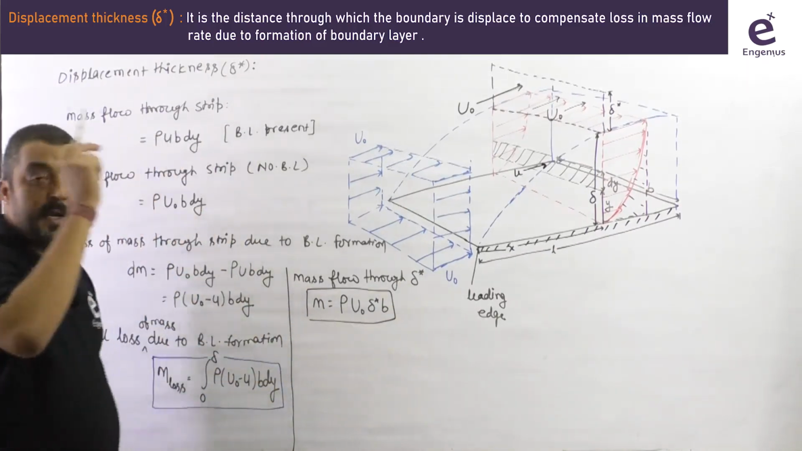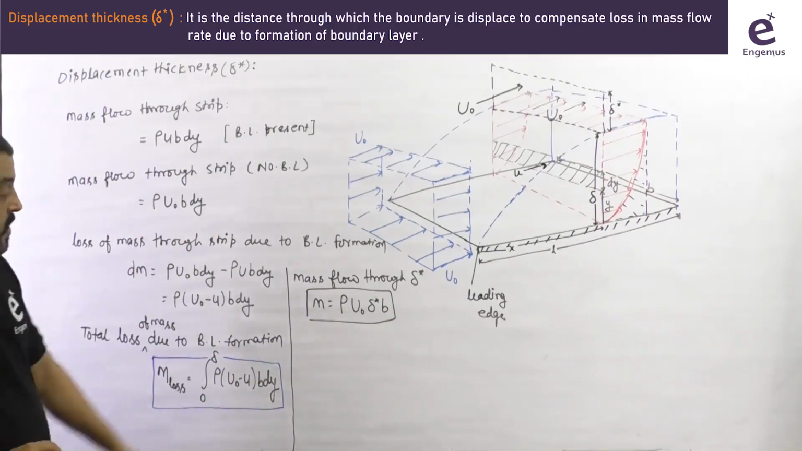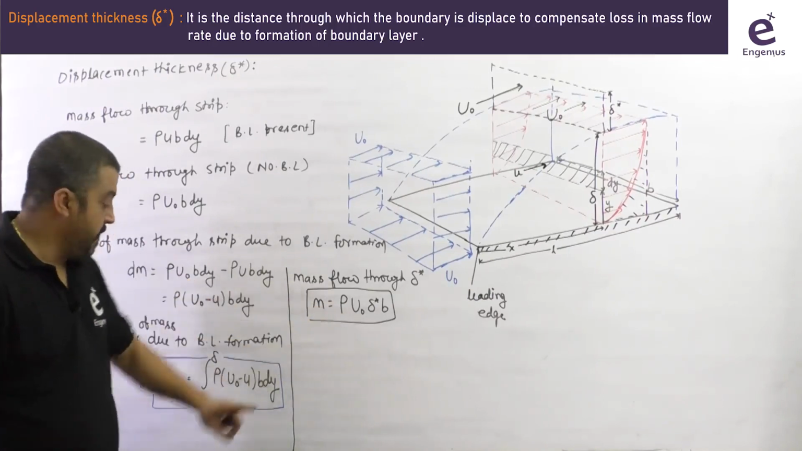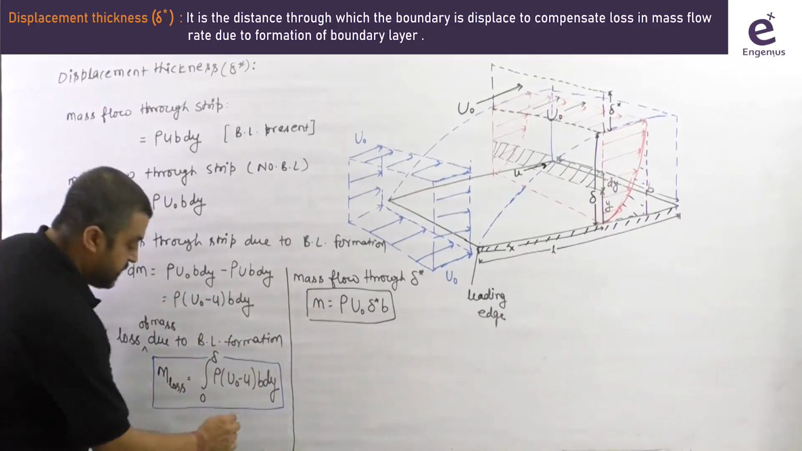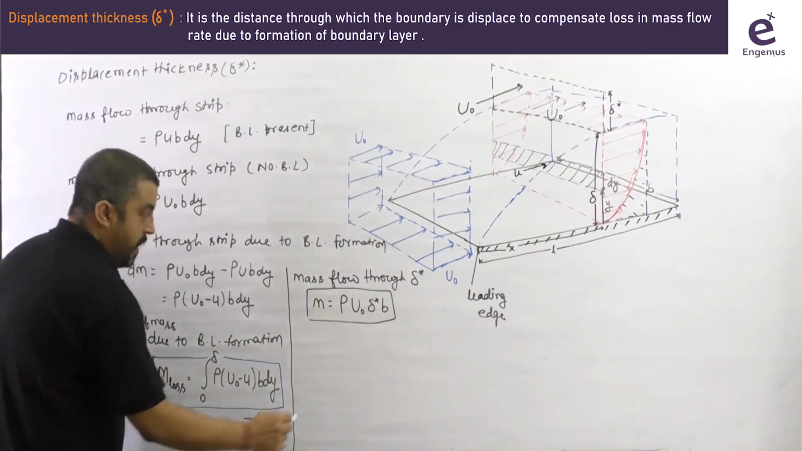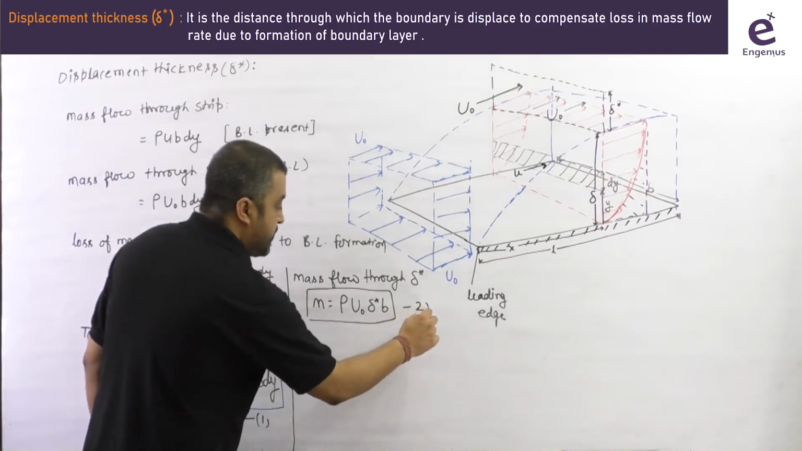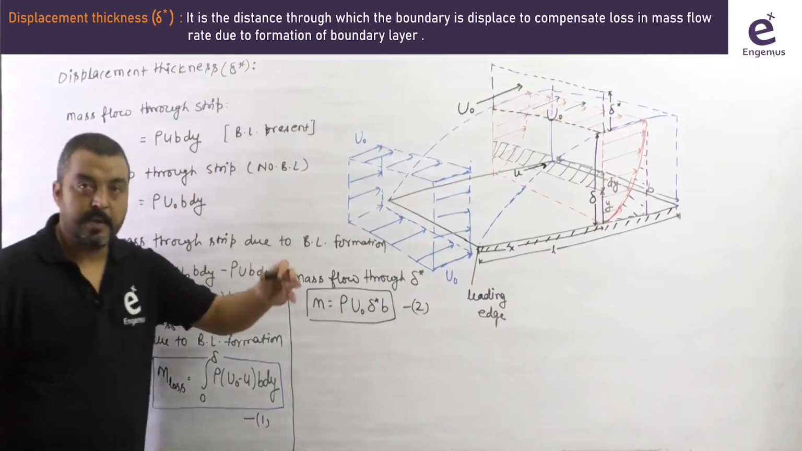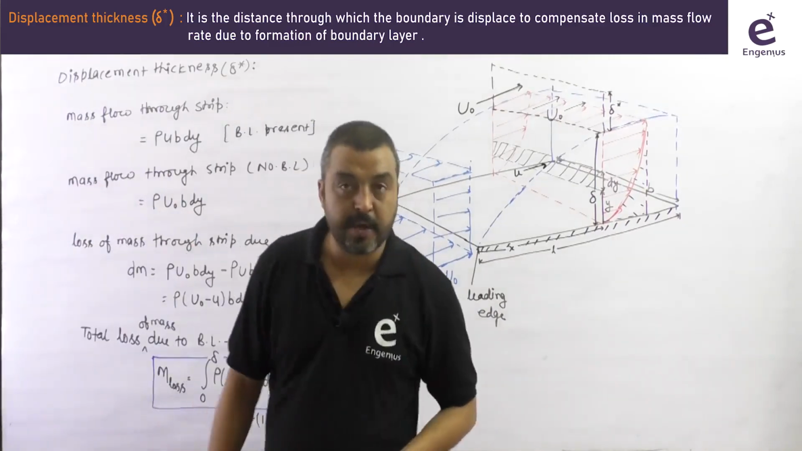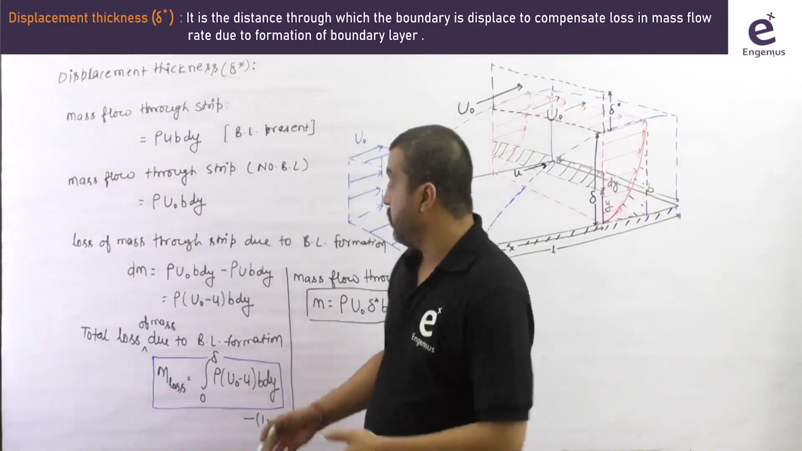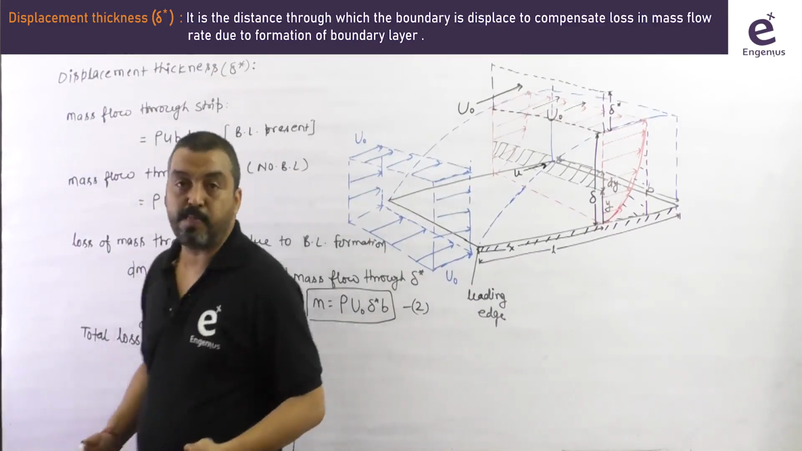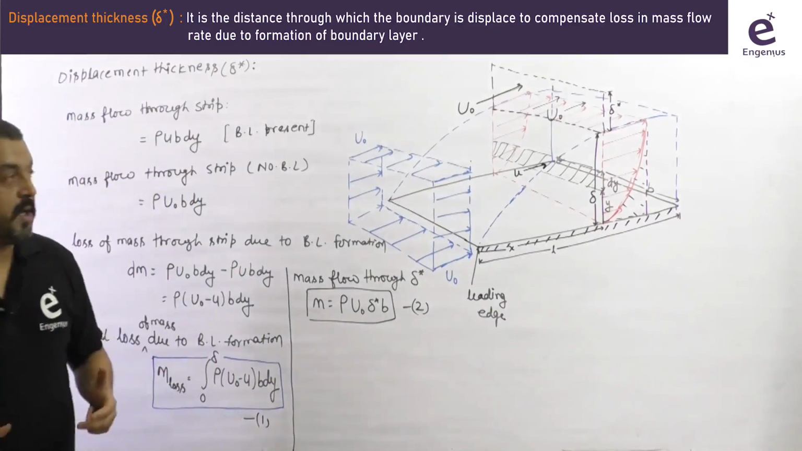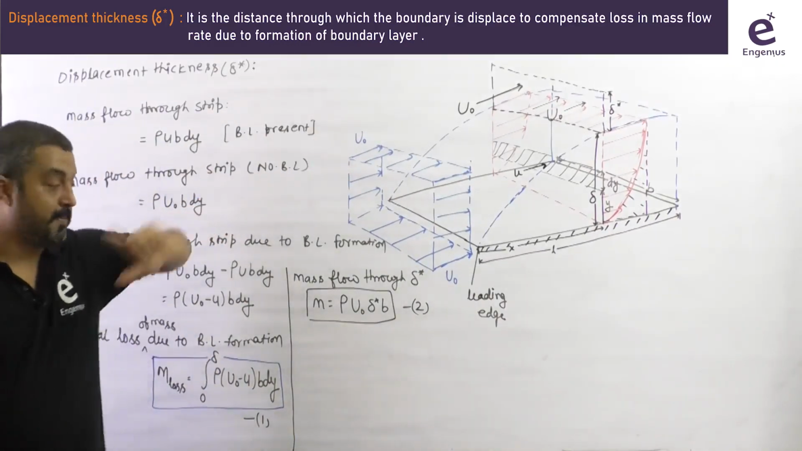I told you that I shifted, or I used, the height delta star in such a way that the mass through this extra height will be exactly equal to this one. So equation number 1 and equation number 2 are providing the same mass. I am using this because I want to compensate the loss of mass. That's why I am taking this extra boundary here.